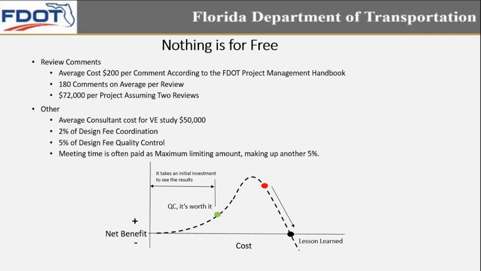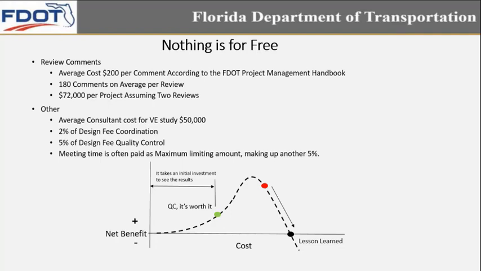Average cost of review comments is usually $200 per comment, according to the FDOT Project Management Handbook. Also, within the FDOT Project Management Handbook, it's stated that there's usually an average of 180 comments per review. And I don't know about you, but a lot of the projects I've worked on, there's often a lot more than 180. But just taking 180 comments with 2 reviews, $200 per comment, it already comes out to $72,000.